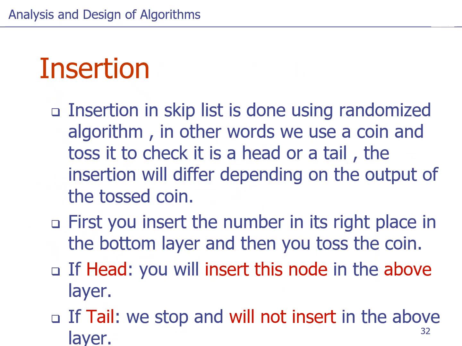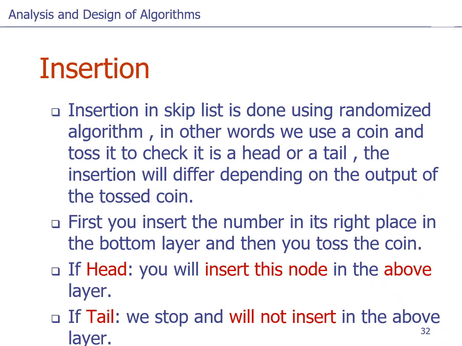Now let's look at the insertion. How does it work? Insertion is done using a randomized algorithm, okay? And it's done in quite a funny way, simpler than anything you could imagine, which again adds to the power of skip lists. What we do is we're going to toss a coin and check if it's a head or a tail. And the insertion will be dependent on the output of the tossed coin.